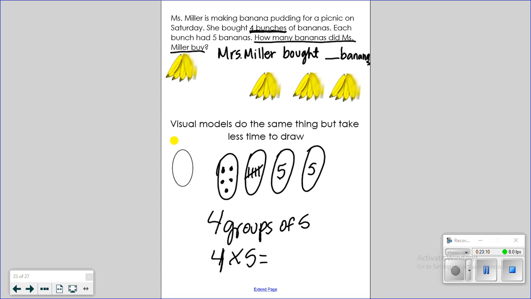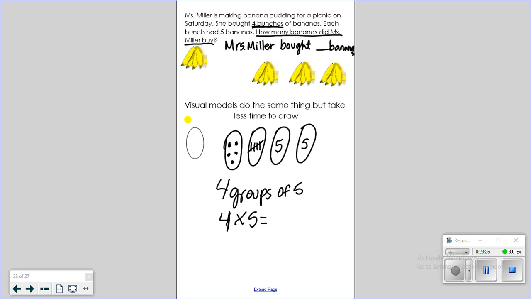Bill? 4 plus 4 plus 4 plus 4. Nope. Can't do 4 plus 4 plus 4 plus 4. Look at your model. 5. Oh, 5. There you go. I have 5 in each. So I could write an addition equation. 5 plus 5 plus 5 plus 5.